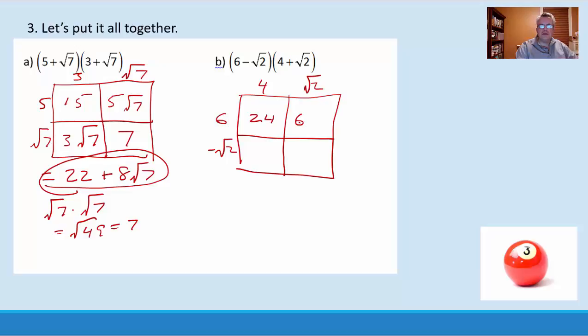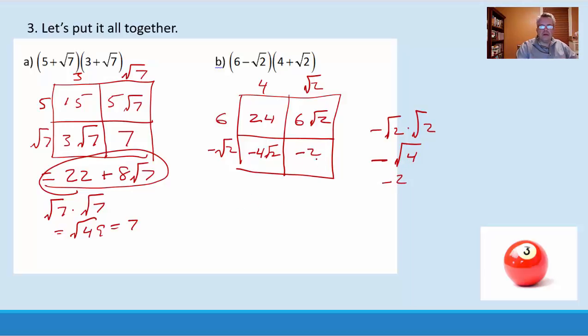6 times square root of 2 is exactly that. I have minus square root of 2, that's like minus 1 square root of 2 times 4 is minus 4 square root of 2. Uh-oh, I have minus square root of 2 times square root of 2. Well, square root of 2 times square root of 2 is square root of 4, which is just 2. So minus 2 goes here.